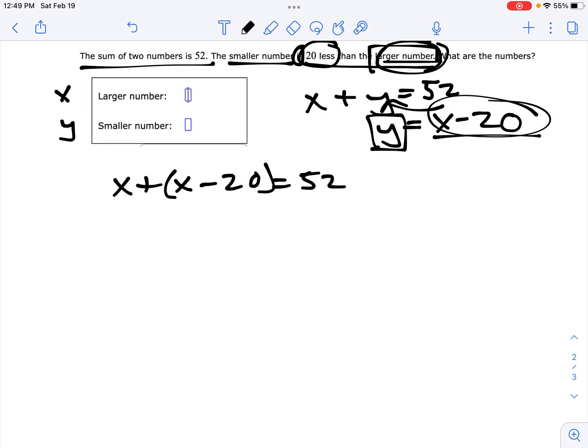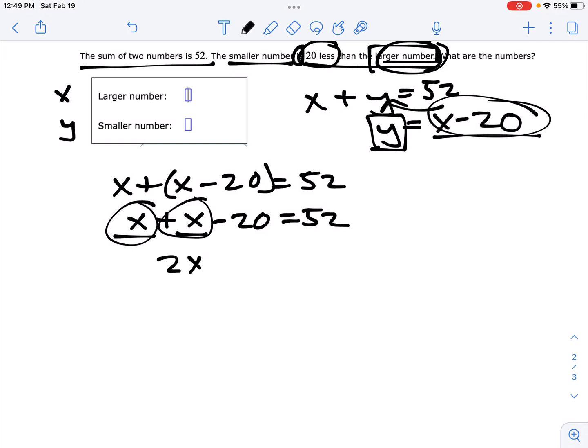And now, because there's nothing multiplying by the parentheses, we can just drop them. So we have this. Now, please don't add these up and say, oh, it's x squared, or even better yet, it's x. No, it's neither of those things. You have two of them, right? You have one here, you have one here. That means you have two, right? Two x's. 2x minus 20 equals 52.